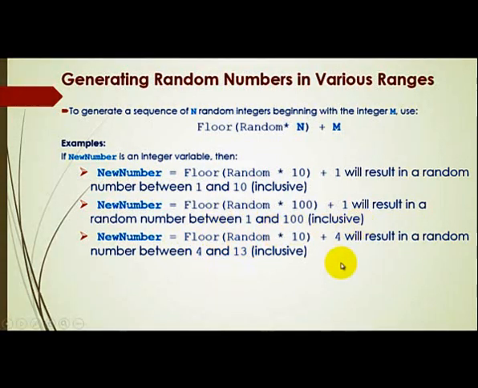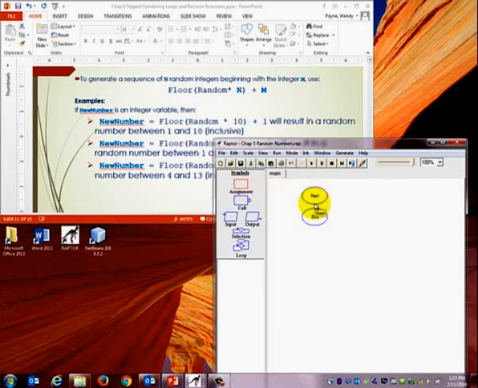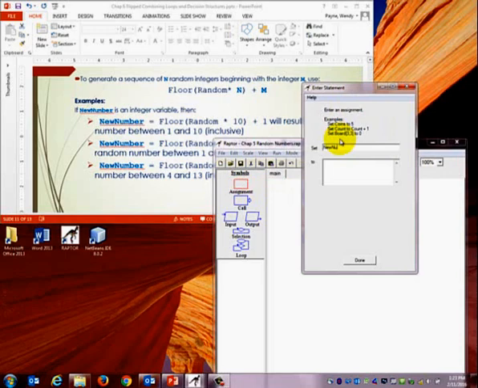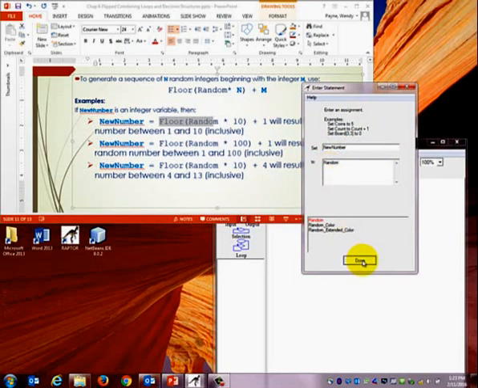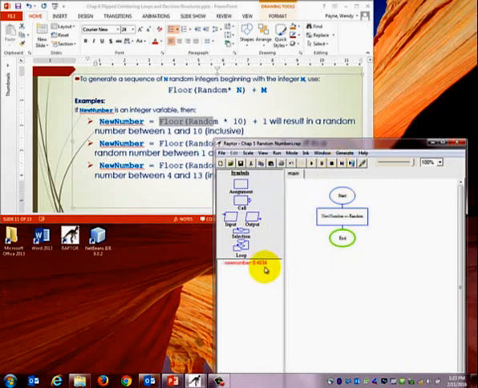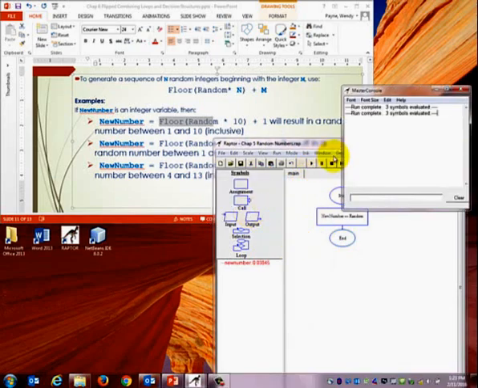Now let's see how to use the random function in Raptor. I'm going to take this first example and place that into Raptor. So we're going to assign a value to new number. And in this case, we're going to use the floor of random and multiply it by 10 and increment it by 1. So let's just start with the random. If I just enter in random and I execute that, you'll see it generates a number between 1 and 0. If I continue it and run it again, it gives me a new number and then a new number. Well, those don't really make sense.